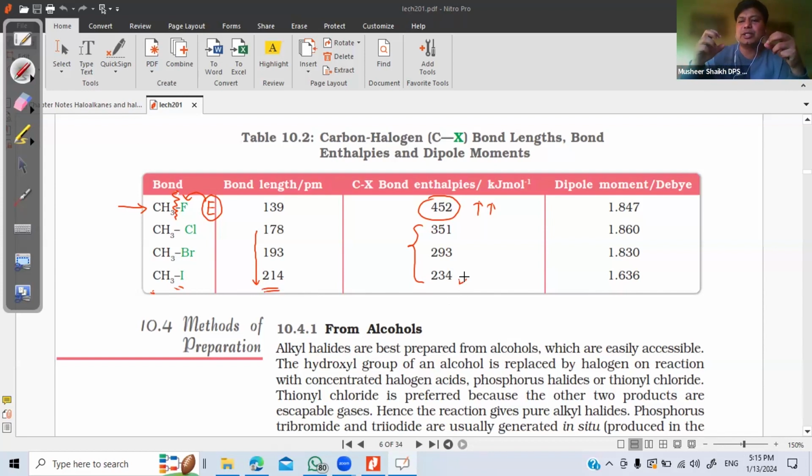The more the distance between the atoms, the easier it is to break the bond. It is easy to break the bond. The energy required to break the bond is quite less.